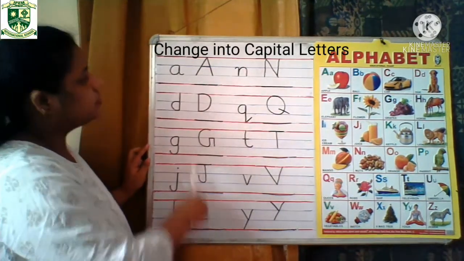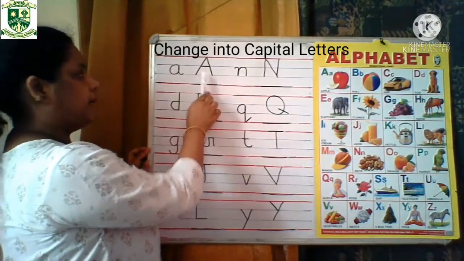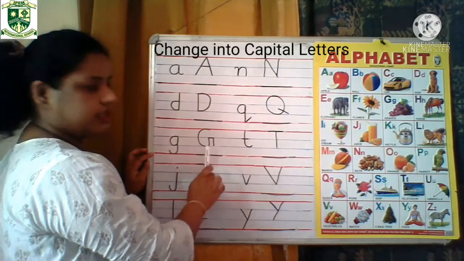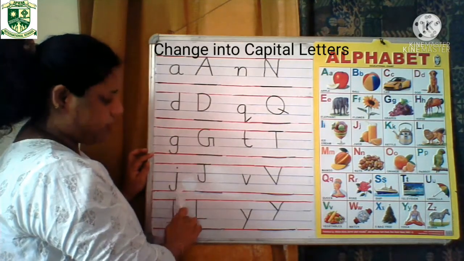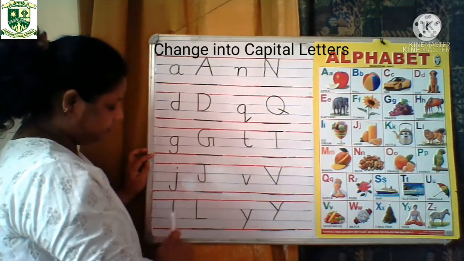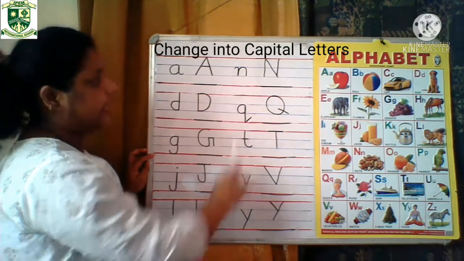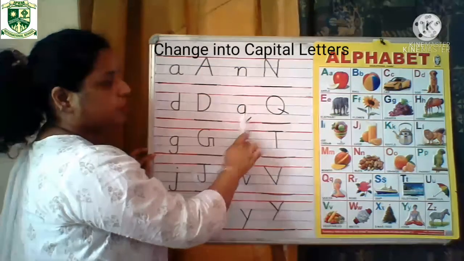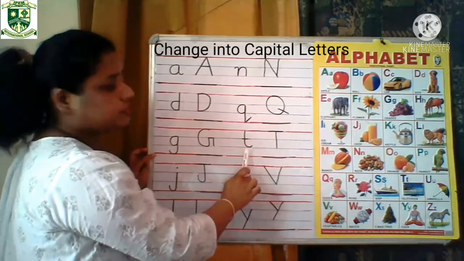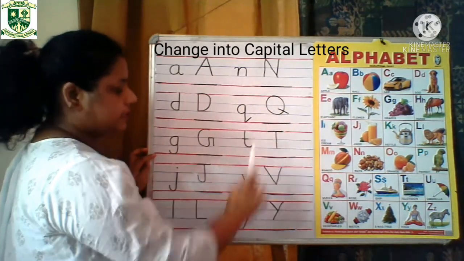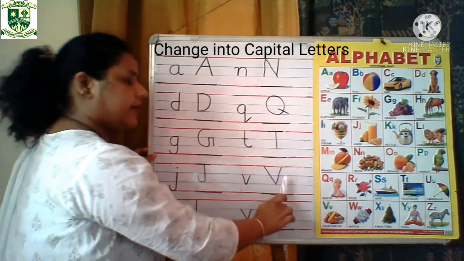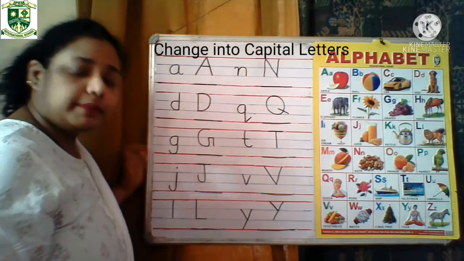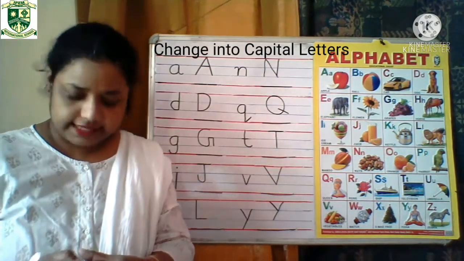To see the difference, children: small a, small d, capital D, small g, capital G, small j, capital J, small L, capital L, small n, capital N, small q, capital Q, small t, capital T, small v, capital V, and small y, capital Y. Now similarly you have to do in your exercises.